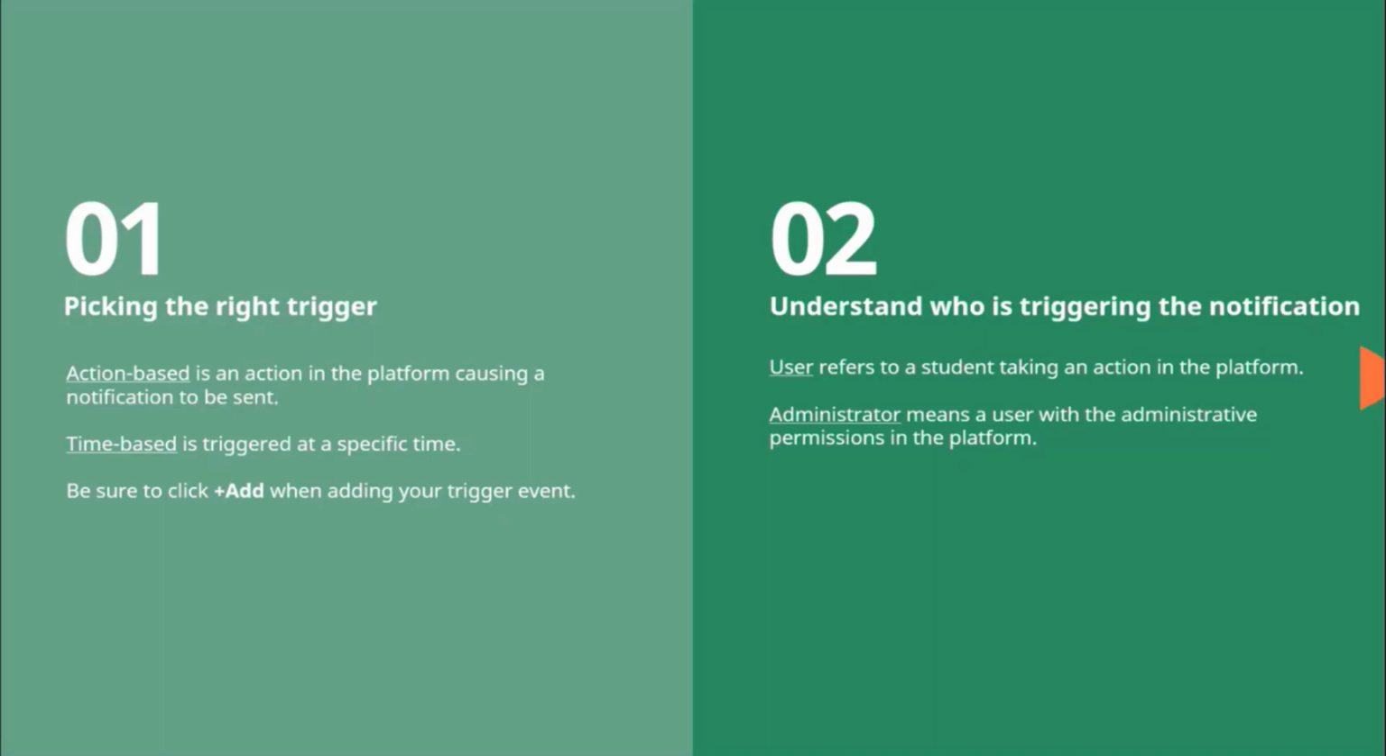Who's going to be triggering your notification? Nine times out of 10, when it comes to things like classes being cancelled, a change in the course, or adding an instructor, those are going to be triggered by the administrator. The user ones come more from things like completing a course assignment, attending the class, or enrolling in the class. Those are usually triggered by the user themselves.